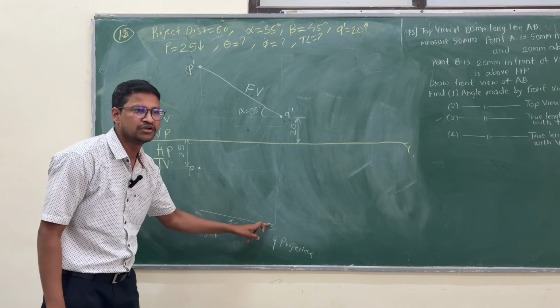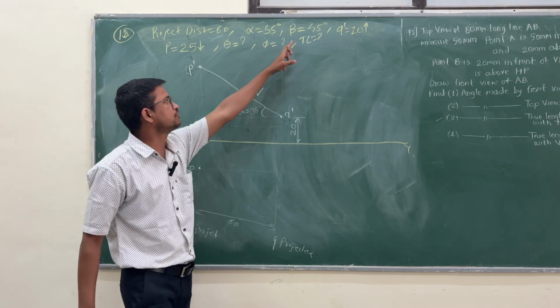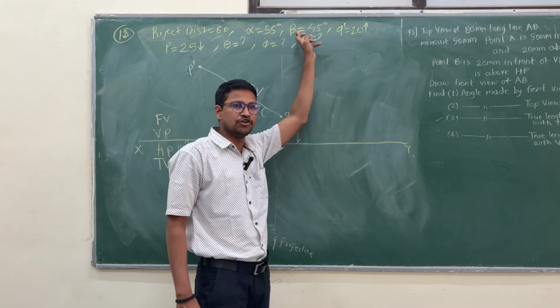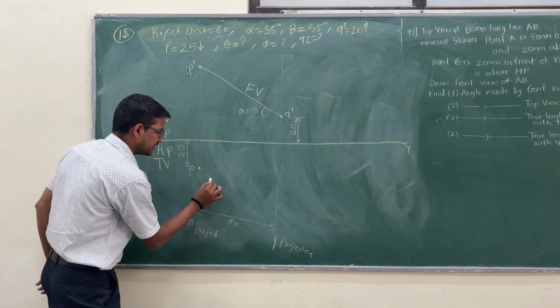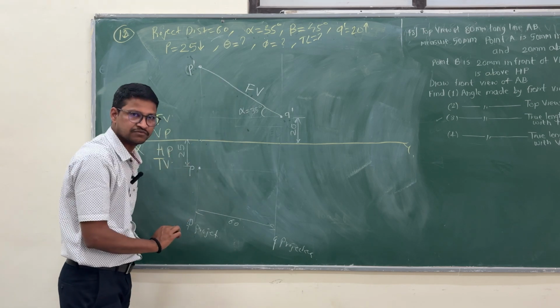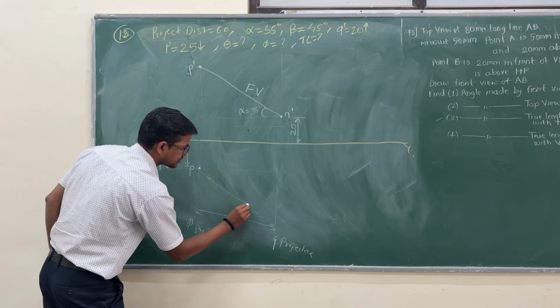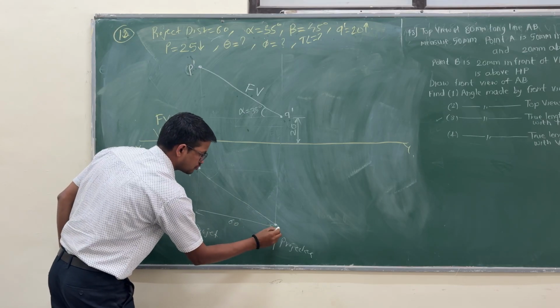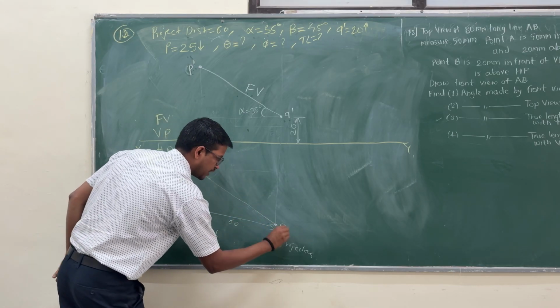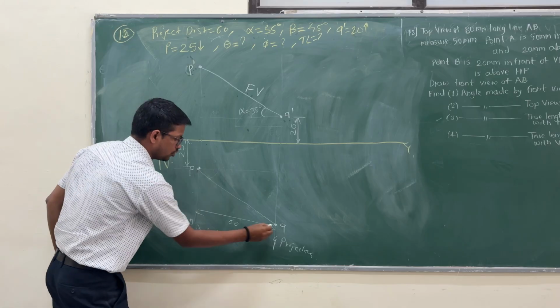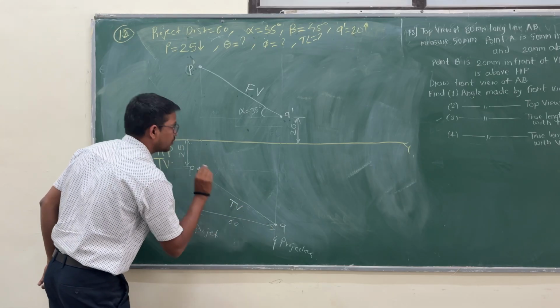Next, in the top view, the P point is visible. But where is Q? Q is somewhere. With the help of which value? Beta value. When I take an inclination, how much is it? 45 inclination. Take a 45 inclination, and when I extend this line and it touches the Q projector, I get which point? Q point. So P to Q is nothing but the top view.